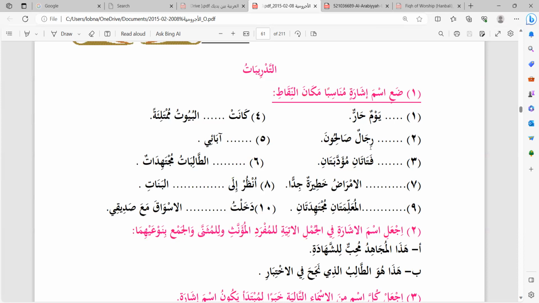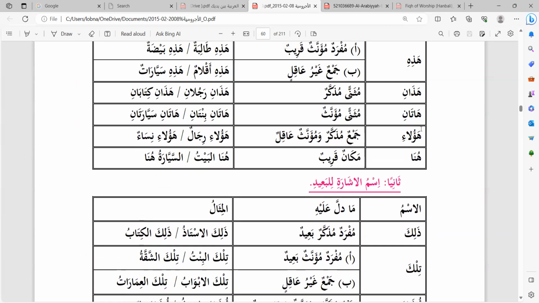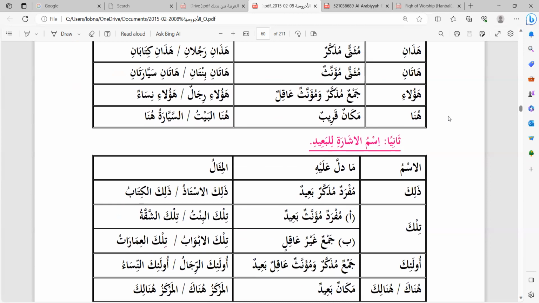You have رجال صالحون. Righteous men. So you can use two forms here. Either you can say these or you can say those. What would you use? Think about it. So this is a table. From this table, what would be suitable? Righteous men. So you can either say these or you can say those.